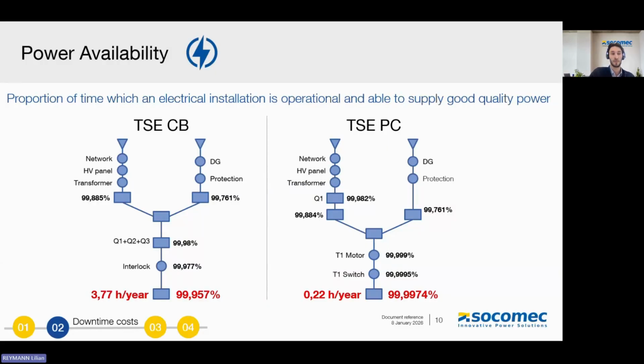So what you can see on the transfer switch equipment, circuit breakers, CB means circuit breaker, and the transfer switch equipment PC, power contactor, is that the unavailability of the circuit breaker design is almost 4 hours a year. And for power contactor it is almost 1.2 hours per year, which is about 17 times less downtime with power contactor technology. What is important to say here is that only by choosing a switch technology, you will have more or less downtime, which also results in a loss of profit at the end.